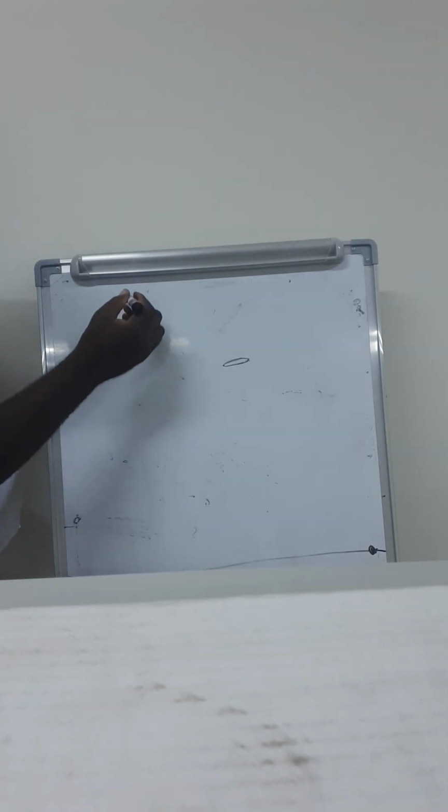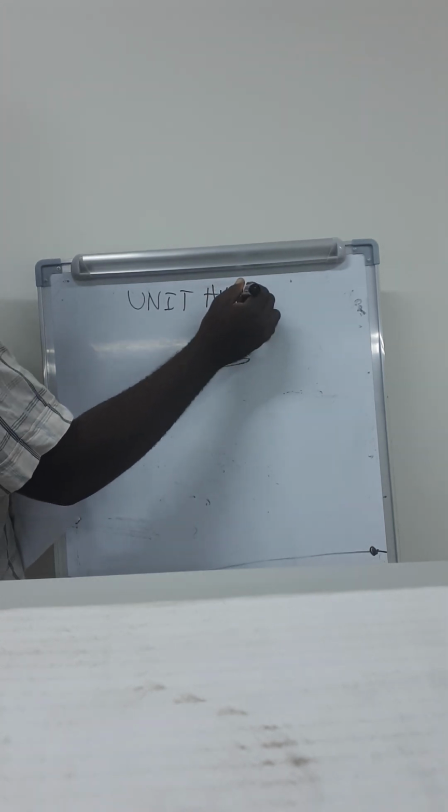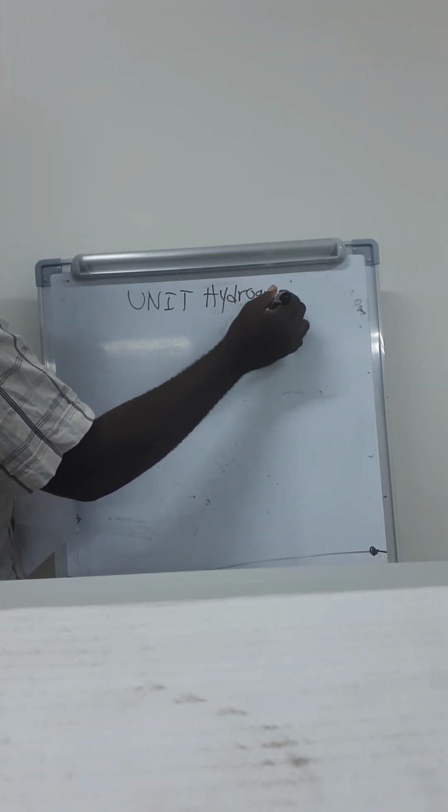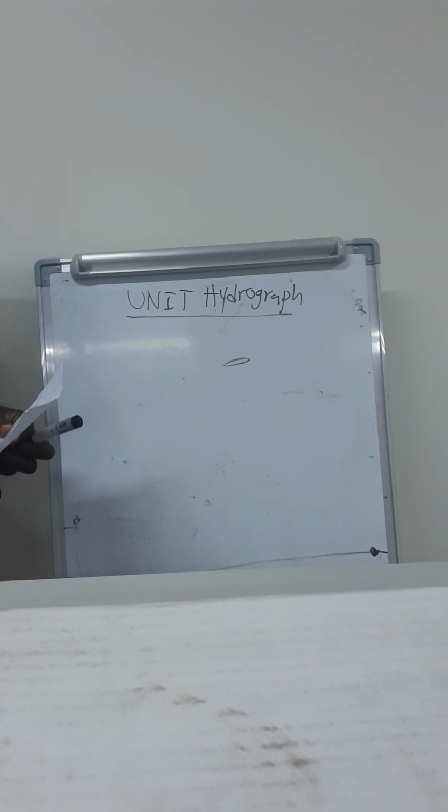I'll be discussing the unit hydrograph. The unit hydrograph is defined as the hydrograph of a direct runoff uniformly over a basin or a catchment area and at a uniform rate for a specified duration in hours.